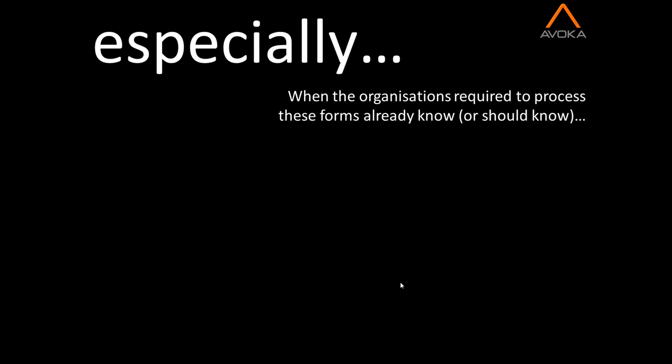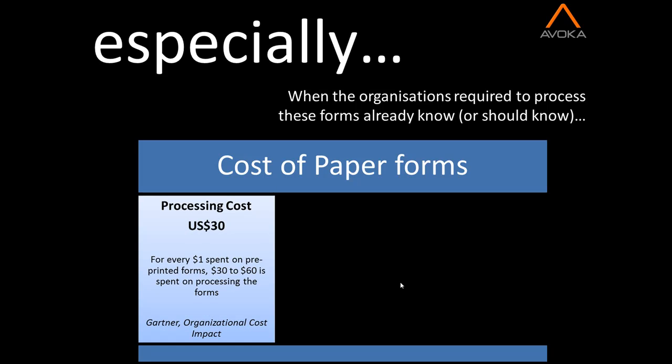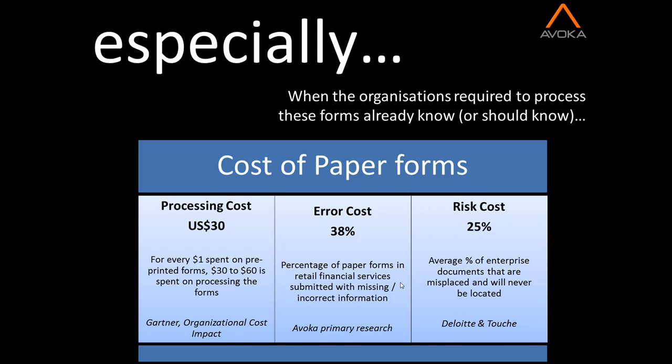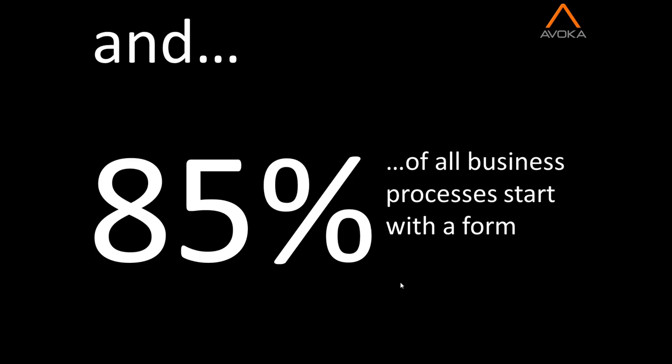The organizations receiving and processing these forms should already know that paper form processing is costly. For example, for every dollar spent producing paper forms, over $30 is spent processing paper forms. In financial services, for example, 38% of applications for products such as credit cards and insurance arrive with incorrect or missing information. And organizations lose paper documents at a rate of about 25%. So paper is a lose-lose situation for both the customer and the company. And when you consider that 85% of all business processes start with a form, we realize the problem is really significant.